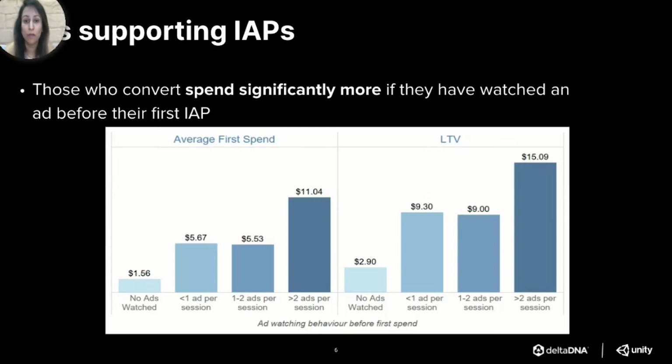Prior to that first purchase, we see the same pattern when we look at lifetime value. The no ads watched group has a lifetime value of $2.90 compared to $15.09 for users who watched over 2 ads per session. This is a sample of games across the Delta DNA dataset, and we can obviously split this down by genre, but these results are so dramatic, and they give you food for thought in terms of how ads and IAP purchases can be mutually supportive in the game economy.